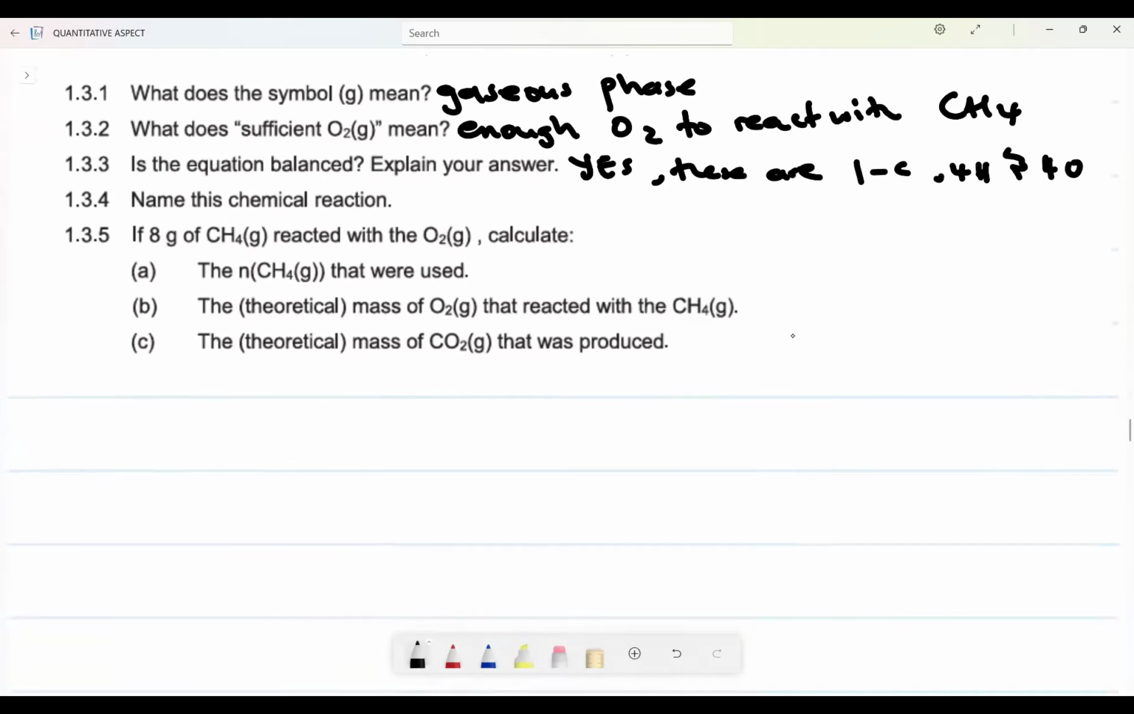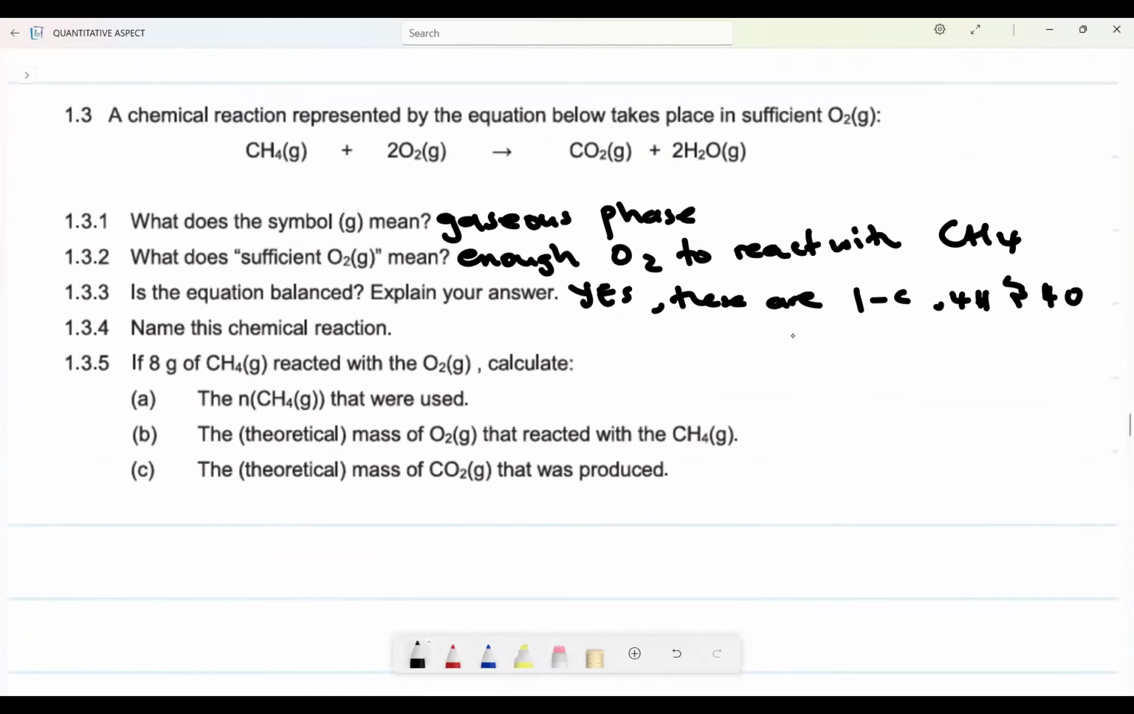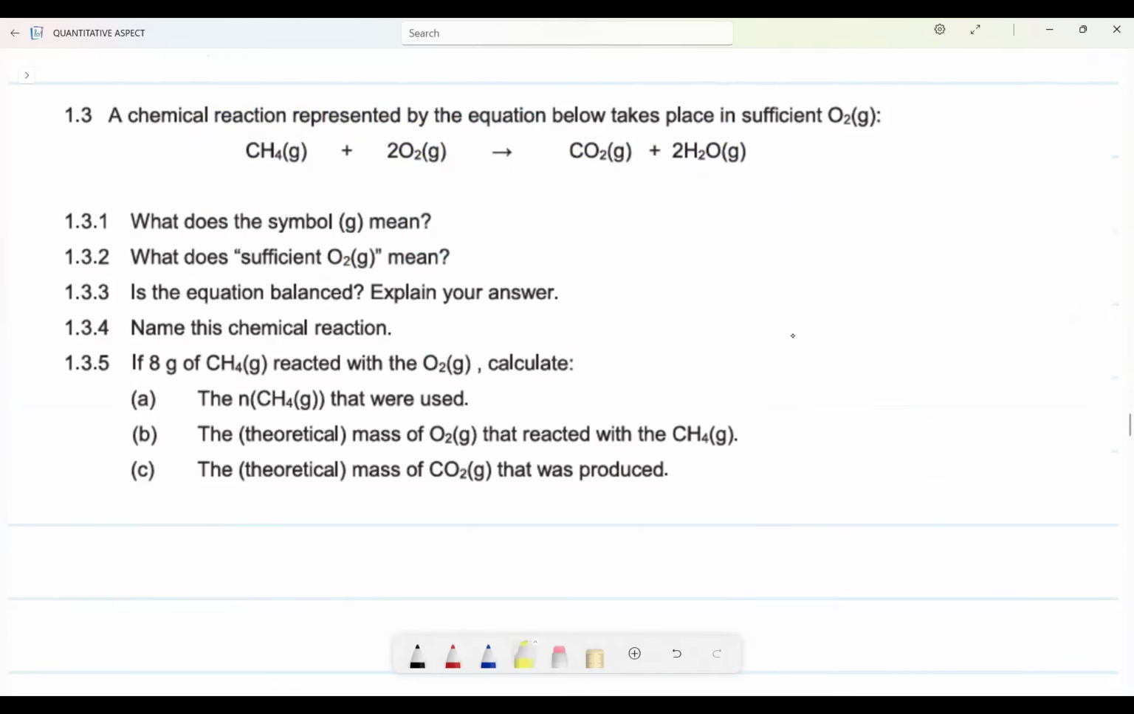They will just say balance it if it is unbalanced. Now, name this chemical reaction. The reaction between something that reacts with oxygen and forms carbon dioxide and water is called combustion. It is a combustion reaction where our alkane, when you do grade 12 you'll see this is an alkane. When CH4 or CH something reacts with oxygen and forms carbon dioxide and water, it is a combustion reaction. When people are burning tires in the street, they are creating a combustion reaction.